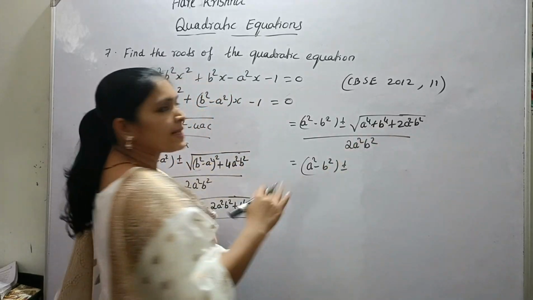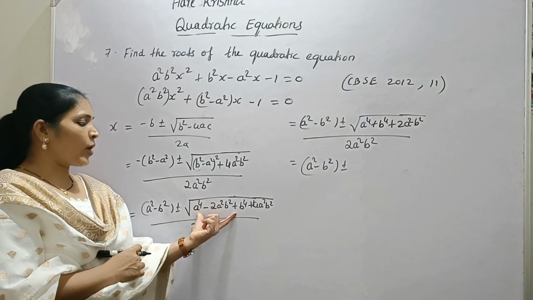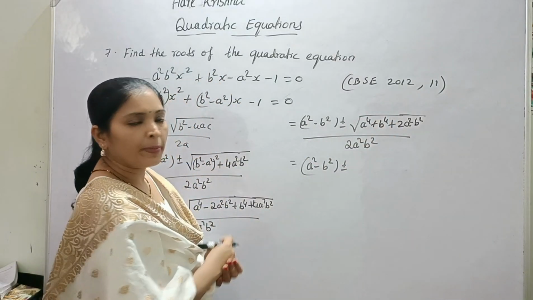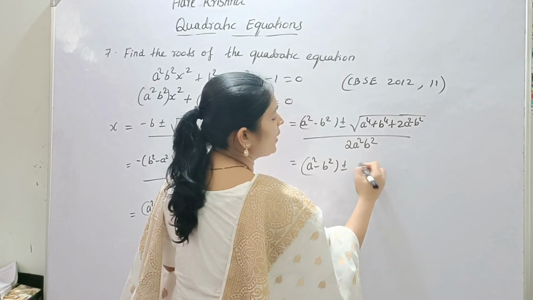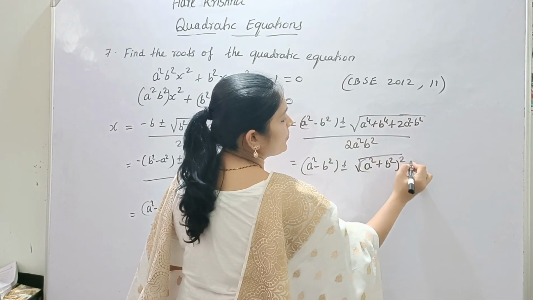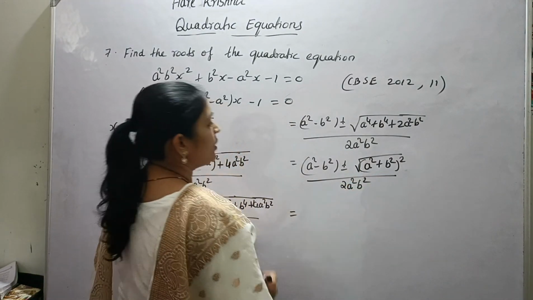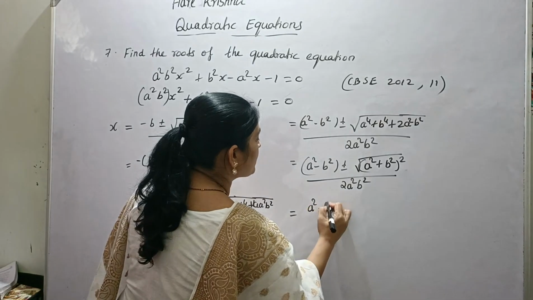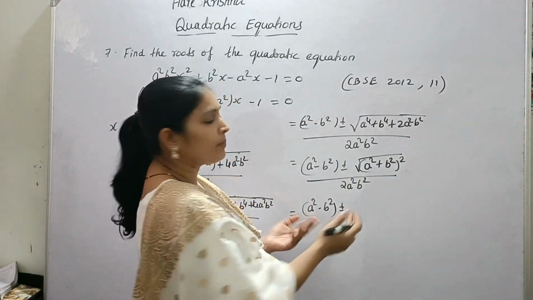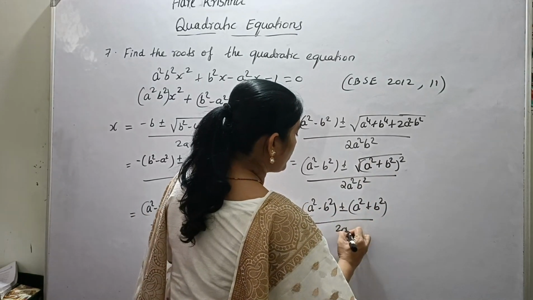It is nothing but a square plus b square whole square, right? See, it is a square minus b square whole square. So if it is plus, then it will be a square plus b square. So a square plus b square whole square. So square root of a square plus b square whole square, okay, divided by 2a square b square. That is equal to, here a square minus b square plus or minus square root of its square, which is nothing but a square plus b square, divided by 2a square b square.